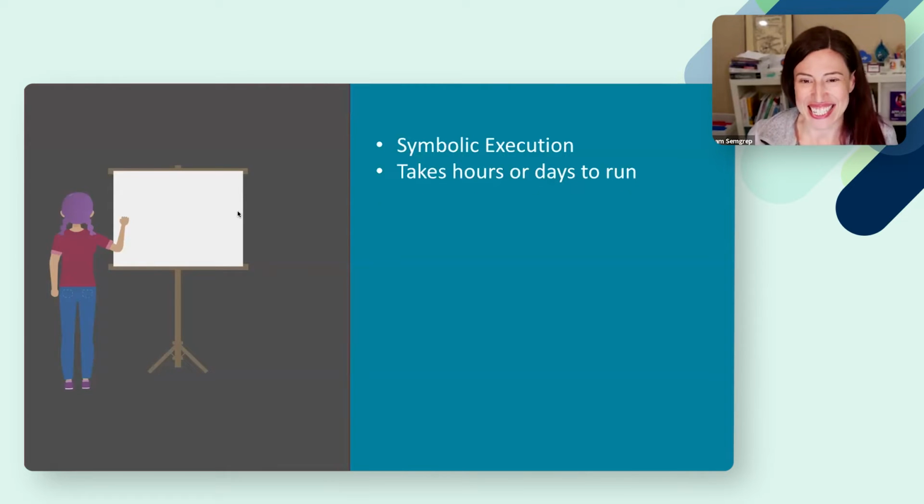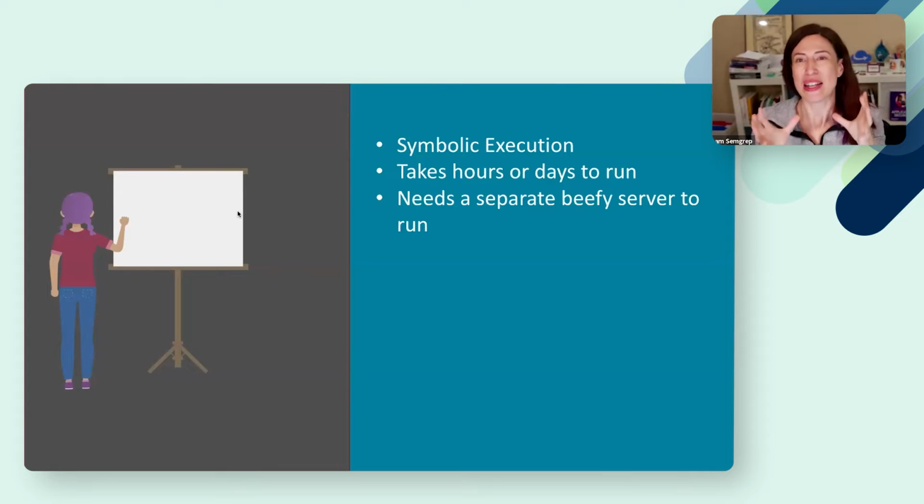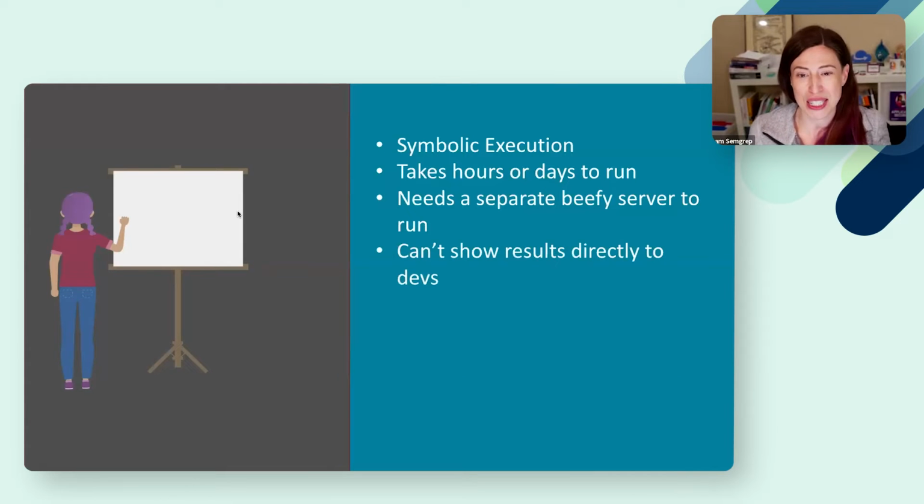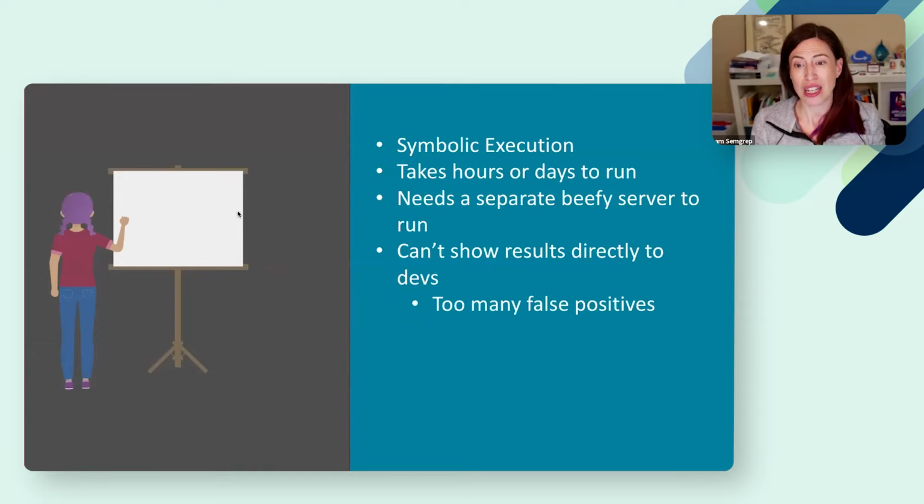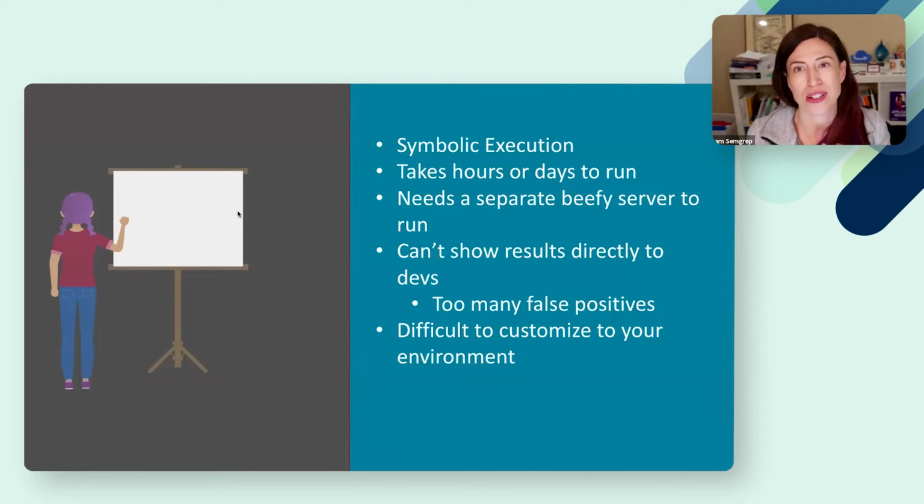It was intense. It needed a separate beefy server to run. So I couldn't run it on my dev machine. I tried to, and it just exploded a bunch of times. We couldn't show the results directly to the devs because the report was like 200 pages, but there were only 20 real problems in there. The rest were just false positives. There was also no way we could have run it in our CI/CD. There's no way we could have attached it to our code repository. This was years ago.